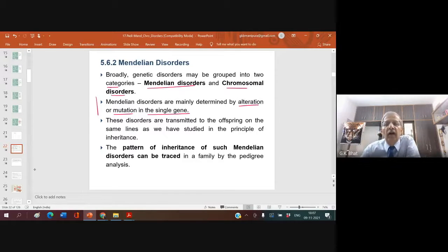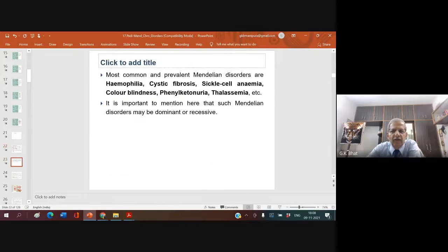These disorders are transmitted to the offspring on the same line, just like the Mendelian principles of inheritance. The pattern of inheritance of such a Mendelian disorder can be traced in a family by pedigree analysis. I hope you understood. Mendelian disorder is due to mutation in a single gene. Chromosomal disorder is due to alteration in the chromosomal number or chromosomal part.